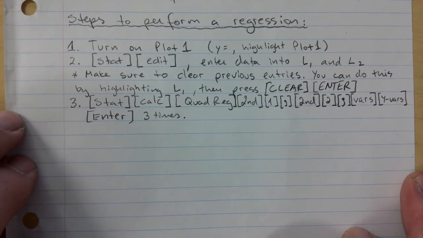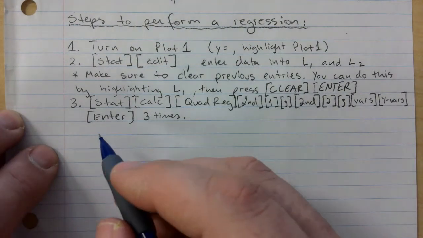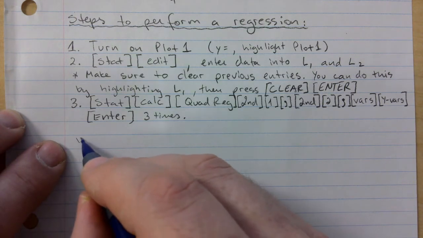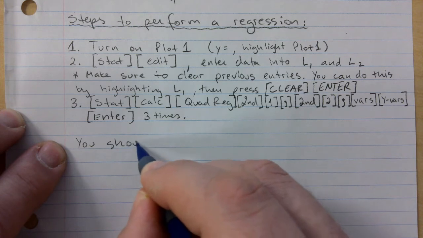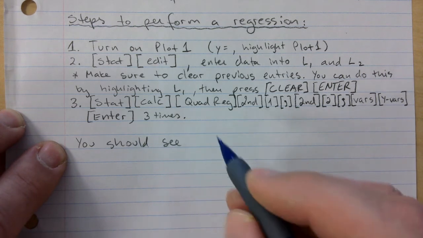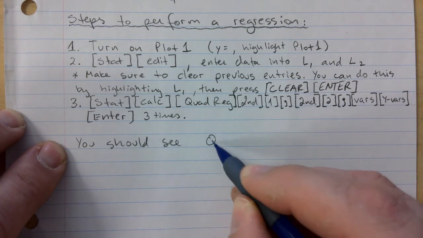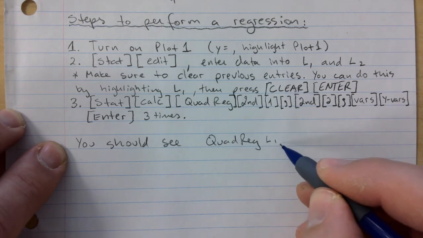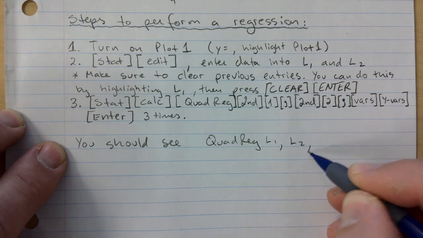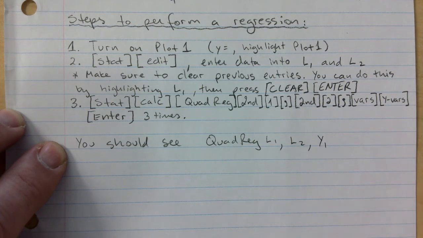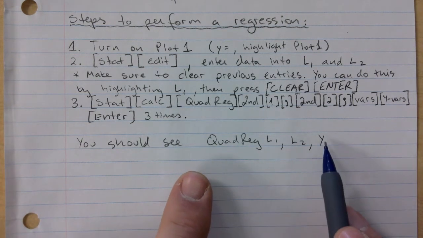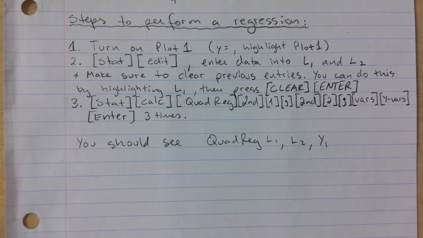I know it's overwhelming, just write it down for now. It's for you to look back later. You should see quadratic L1, comma, L2, comma, Y1. That's what your home screen will show once you've performed it.